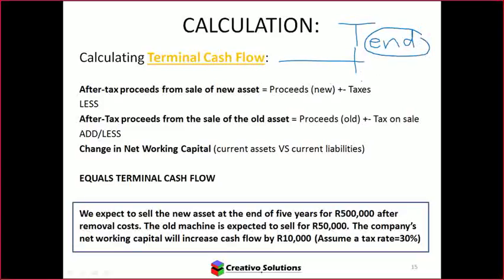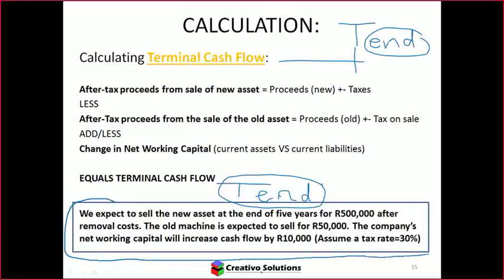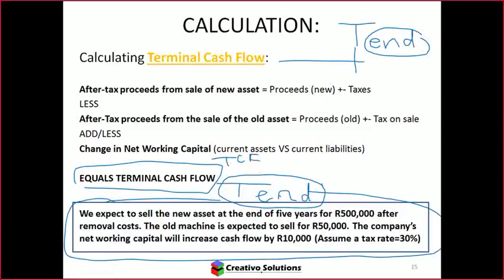The end. At the end. Okay, so this information that I've described here is at the end of the project's life. So you need to use this in order to calculate the TCF. Okay, so see if you can do that again.